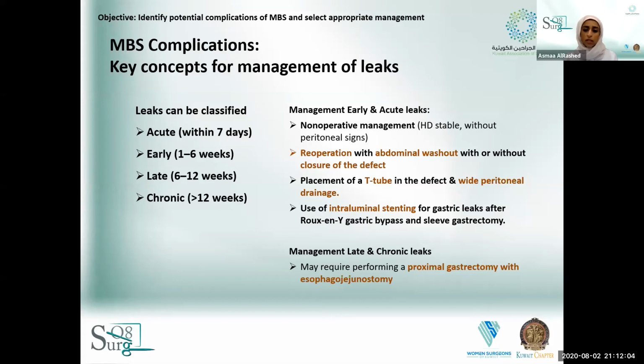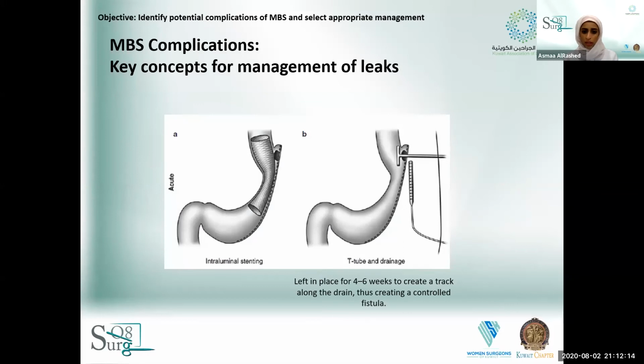If they present late or they have chronic leaks, then you're talking more about proximal disease, and maybe you will need to do proximal gastrectomy and esophagojejunostomy. That won't be you who will be doing this.